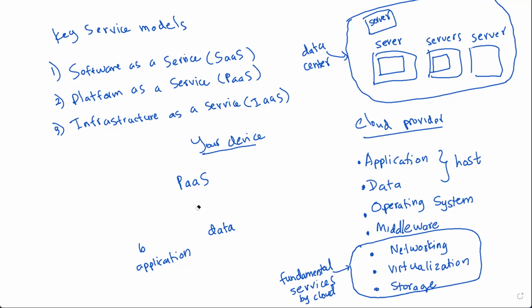So next we are talking about infrastructure as a service. Infrastructure as a service means we have control over almost all the functions at the cloud server, right? Apart from networking, virtualization, and storage, we are taking control over the application, data, operating system, and middleware. So we can change them as we need, and we can provide services to our customers on the infrastructure that we have created.